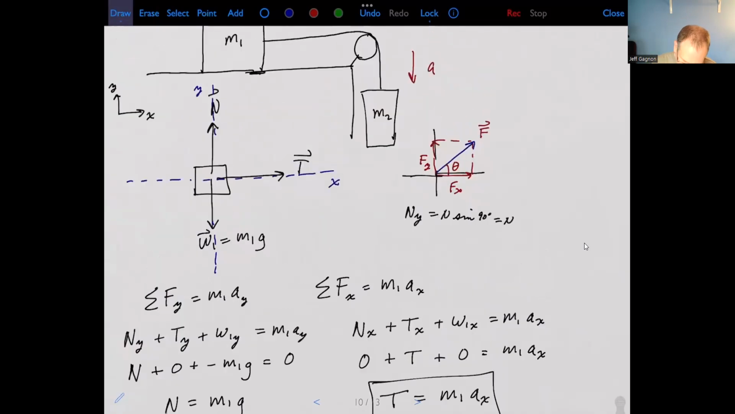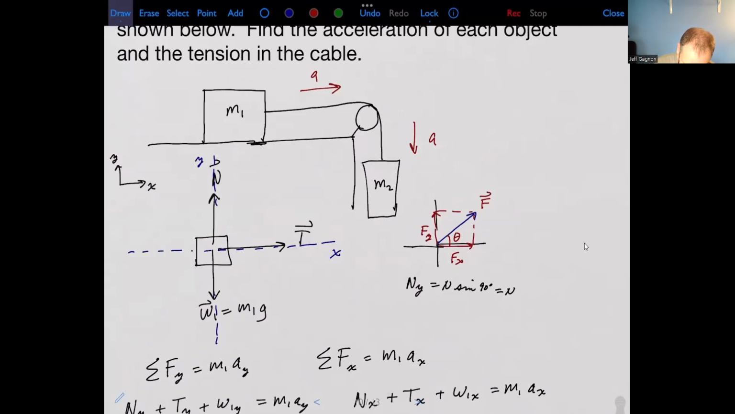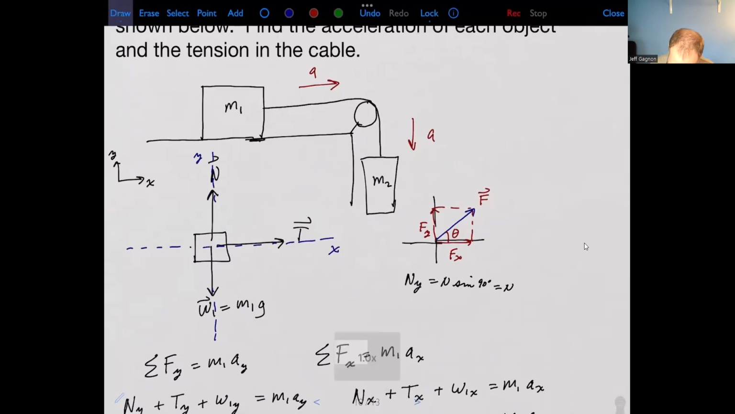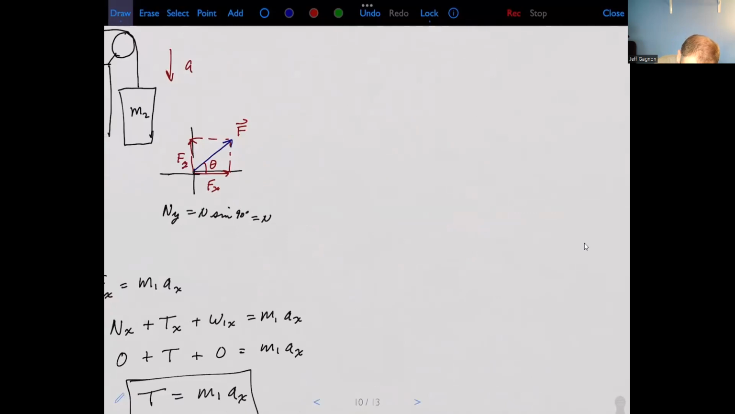All right, so that's for the object that's sliding, right? What about m2, this hanging object? Let's look at it. So I'm going to draw a free body diagram. So this is m2. What are the forces acting on it? Well, it has a gravitational force, the weight. I'll call this W2, which is equal to m2g. And then it has a tension. And we're assuming that this is like a lightweight cable, lightweight string, so that tension should be the same tension as before. But in this case, that string is pulling up, right, on that hanging object. And we know that this thing is going to accelerate downward.